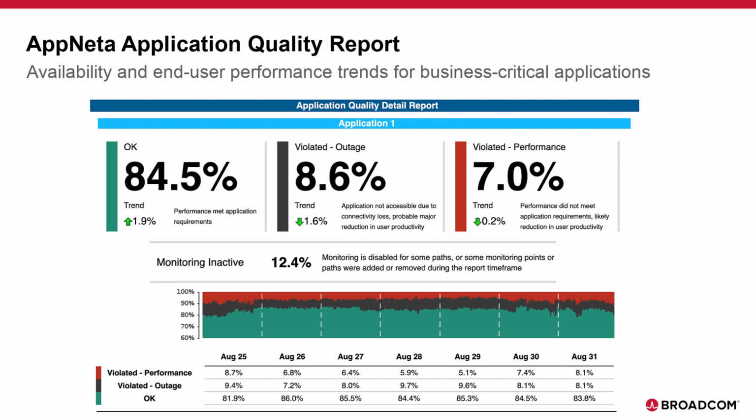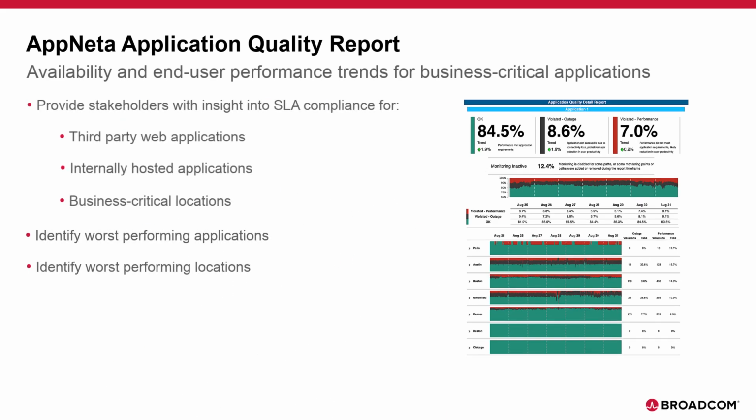The Application Quality Report communicates availability and end-user performance trends for business-critical applications. The report is often used to provide stakeholders with visibility into performance of third-party web apps, internally hosted applications, or even remote office connections to a data center or other central location.